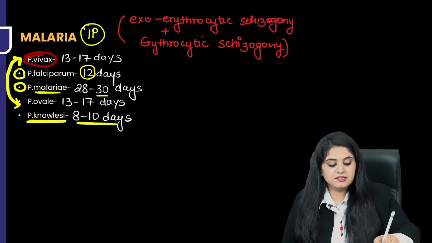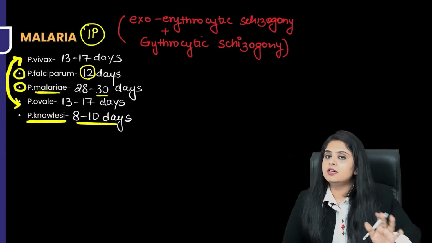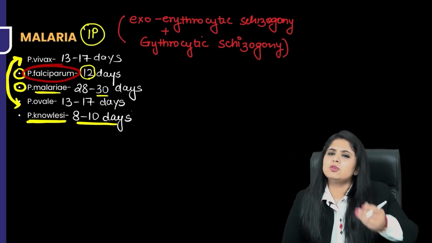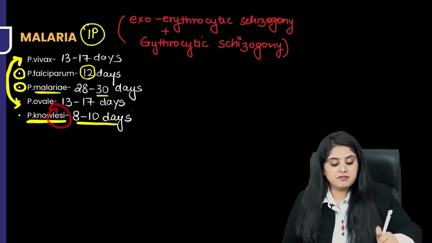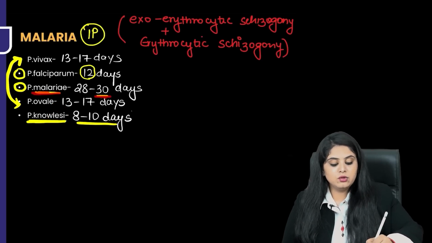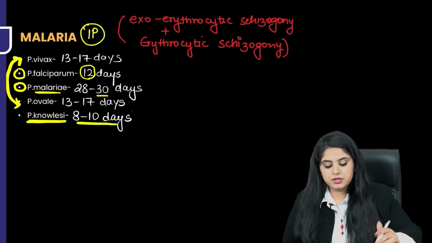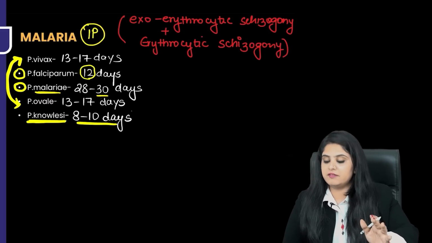Let's do it again. Vivax and ovale are friends. Everywhere you will see vivax and ovale are going to be friends. 13 to 17 days. Falciparum is a little faster, 12 days. Knowlesi knows it all and has a very short incubation period, so 8 to 10 days. And malariae is going to take 1 month, okay, 28 to 30 days. And what is the incubation period? The schizogony of the liver and the RBC, I have combined both.